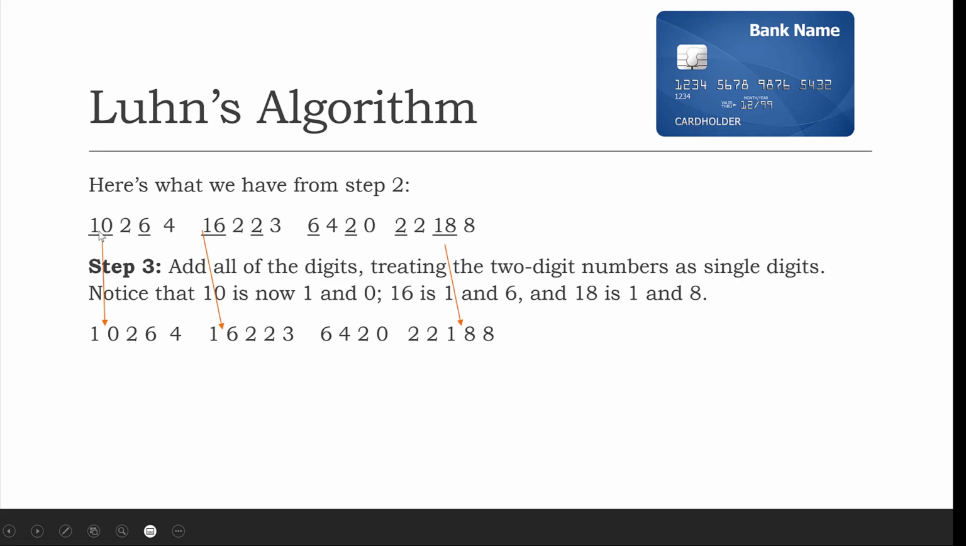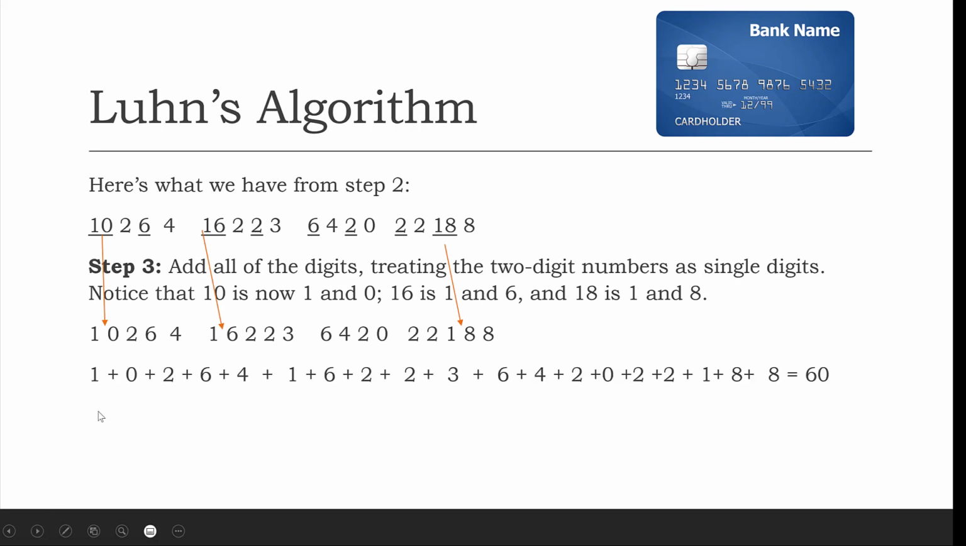So if you notice here, the 10 becomes a 1 and a 0, the 16 becomes a 1 and a 6, and the 18 becomes a 1 and an 8, because now we want to add up all those single digits to get the sum that we're going to use to check the validity of the card. So now we add up all the single digit numbers, and in this case we get a sum of 60.